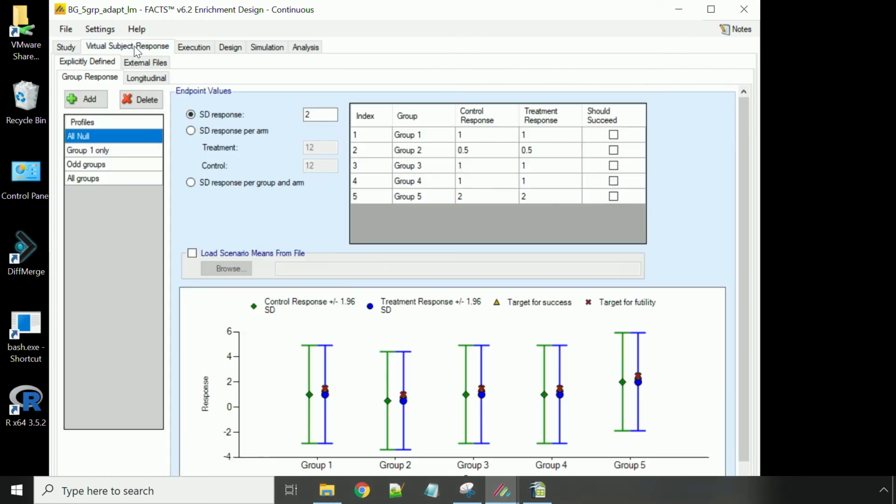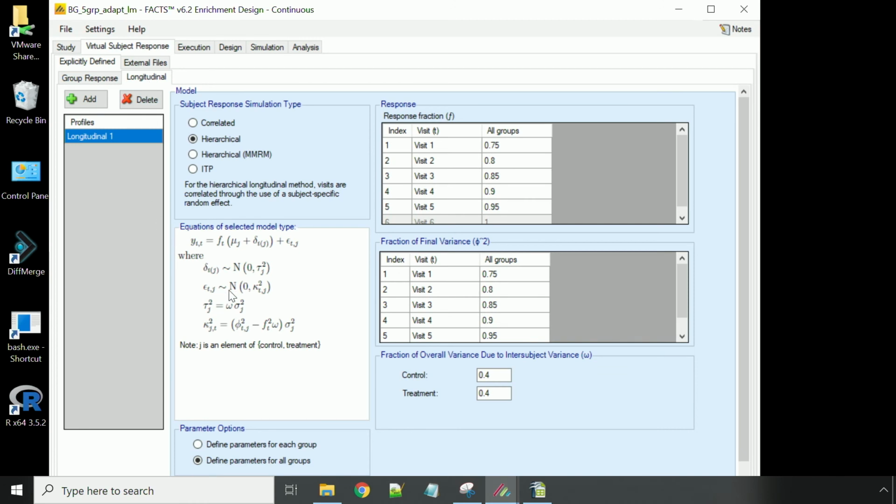We additionally have to specify how we want to simulate the endpoints we see at those intermediate visits, and we use this hierarchical model to generate the data. We say we're going to see 3/4, 0.75, of the final fraction, final response at visit 1, and then linearly increasing to the full amount at visit 6, and similarly with the variance, and the fraction of variance here is only 0.4. I thought we'd simulated 0.8, I do beg your pardon. So slightly less informative.